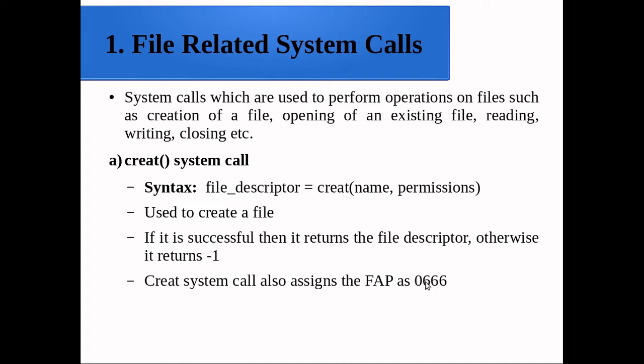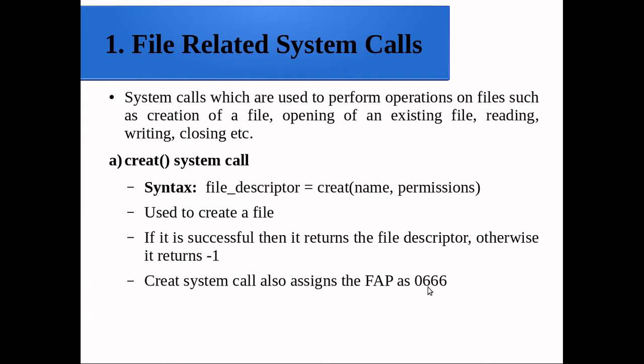3-digit number, and here when we are specifying the permission, it has to be preceded with 0 and followed by the 3-digit number. Each digit is indicating the permissions of each type of users. So the first 6 is indicating what all permissions the user has. The third 6 is indicating what all permissions group members have. Then the last 6 is indicating what all permissions others have.